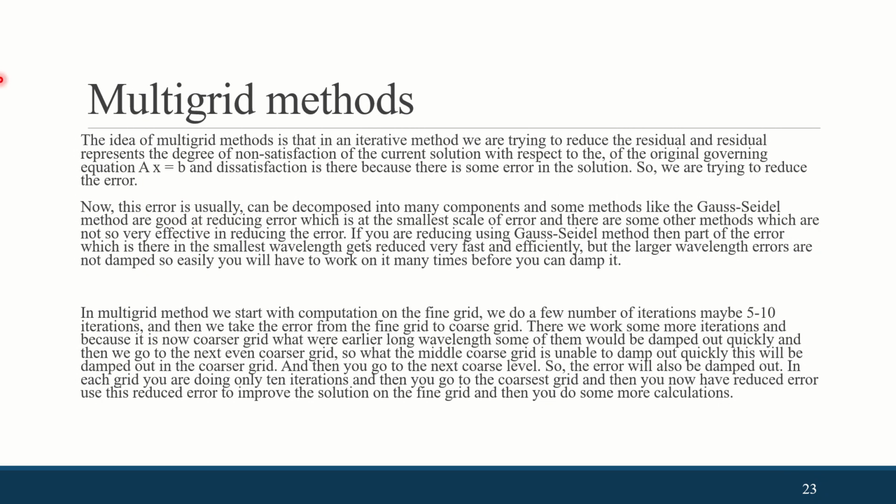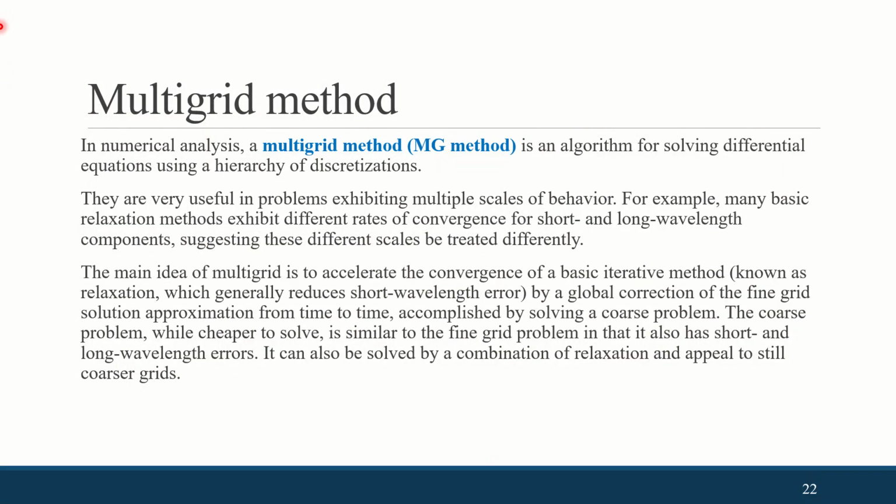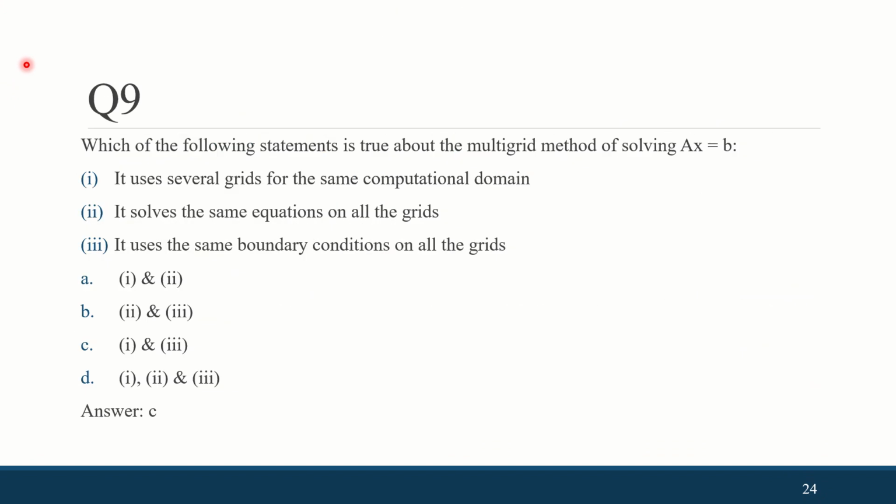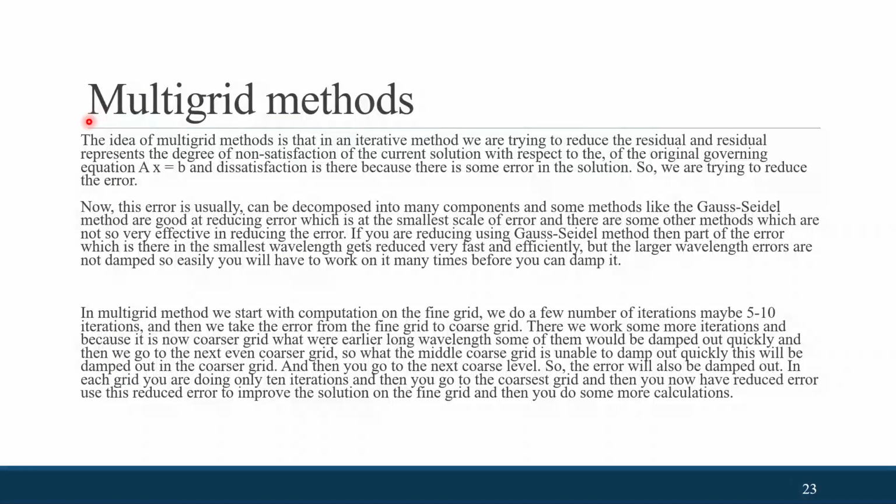So the main objective is to reduce the residual. We should be reducing the residual, so we are using a different grid approach, different grids. This is what we denote by multigrid method. If you have any doubts on this, please ask. If there is no doubt, I'll just move on to the problems for the multigrid methods.